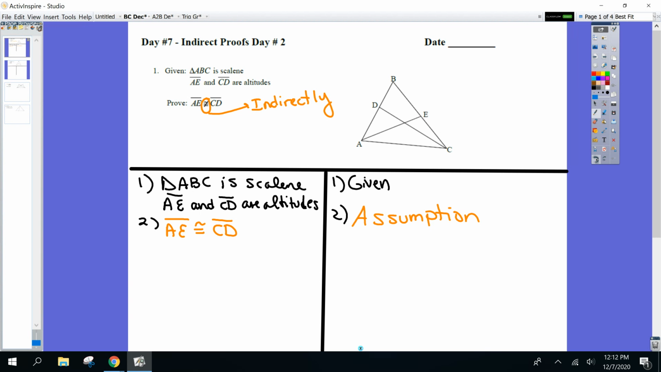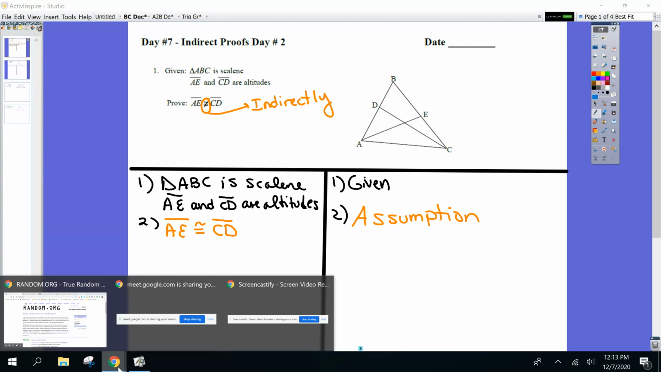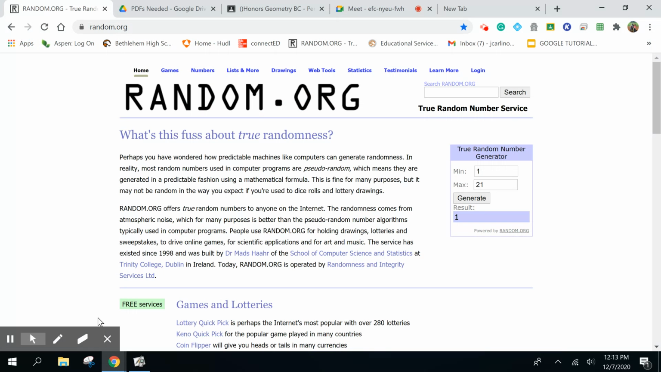ABC scalene, AE and CD are altitudes. Take a look right now and figure out which one you would want to contradict. Think about it yourself. Which one would it be easier for you to contradict? All right, I gave you enough time. Out of those 2 givens, which one do you think you could contradict?